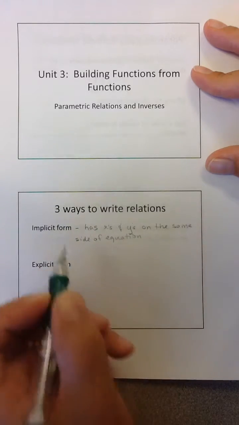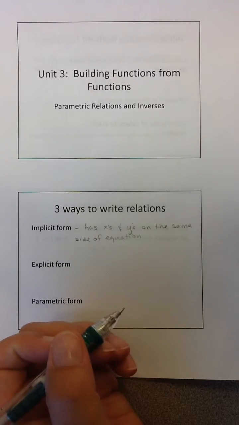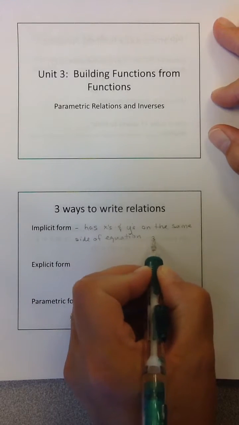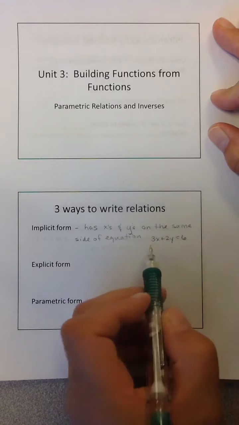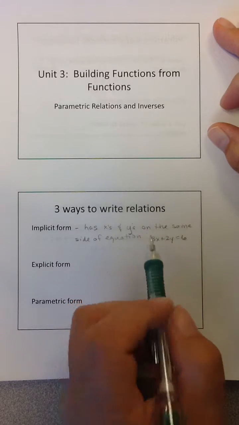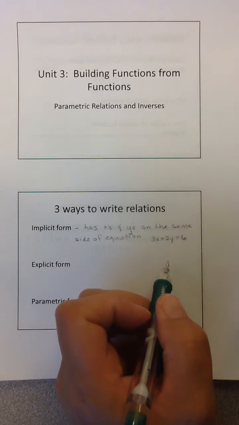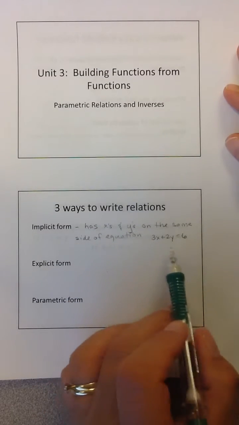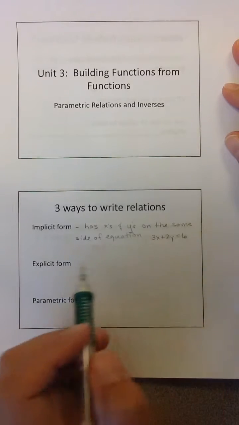We see that most often in Algebra 1 when we learn to write equations of lines and we have a standard form of a line. For example, 3x plus 2y equals 6 is the standard form of a linear equation. Another place we see that is with things like ellipses and circles, things that aren't functions, and a lot of times those equations are written in implicit form because they're just easier to work with than solving for y.